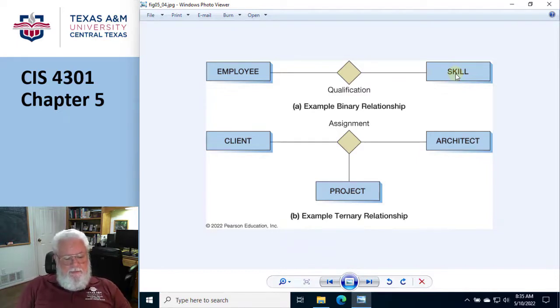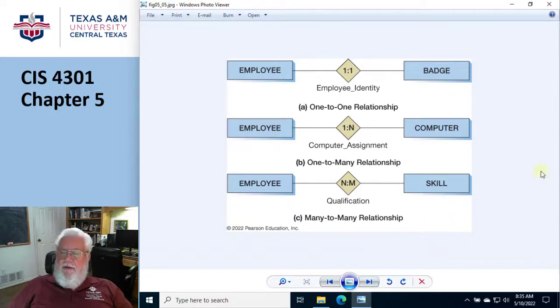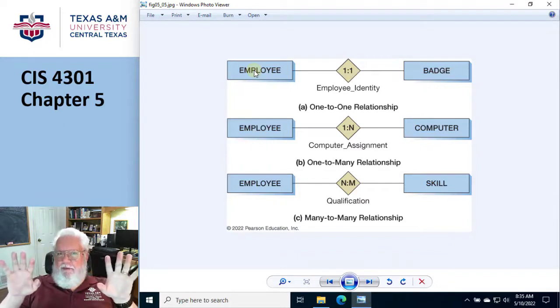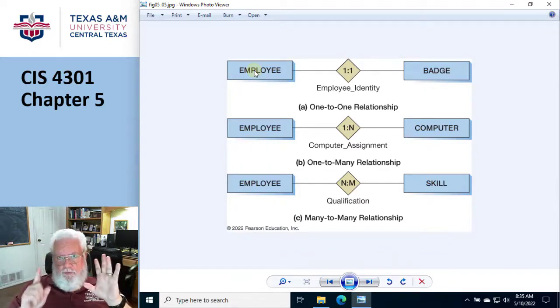All right, the next one on page 223 is called cardinality. So degree and cardinality, yes, you're going to have to know these two terms. What is degree and what is cardinality? So cardinality is how many, not how many tables are involved, but how many rows are involved, okay?